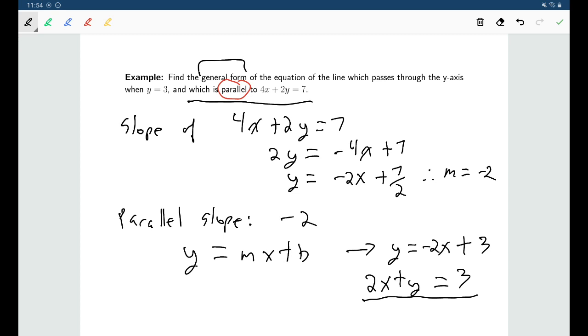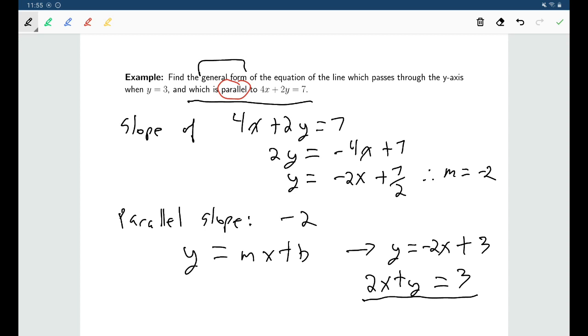That would be a line that's parallel to the first line, and it also passes through the y-axis when y is equal to 3. And again, a nice little exercise for you to carry out would be to graph both of the lines and see that they both appear to be parallel.